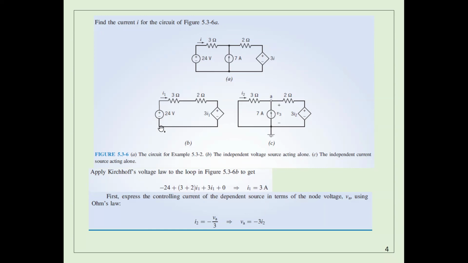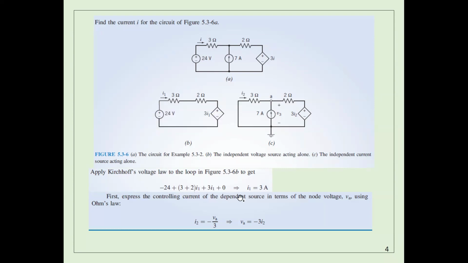Look here, what is the voltage here? It is zero. So because this one is zero, what is the voltage here? It's 24. So now I know the voltage here is 24. The voltage here is zero. What is the voltage here? It is 3I1. So the voltage here is 24, the voltage here is 3I1. So I have two resistances. I know the voltage here and I know the voltage here.